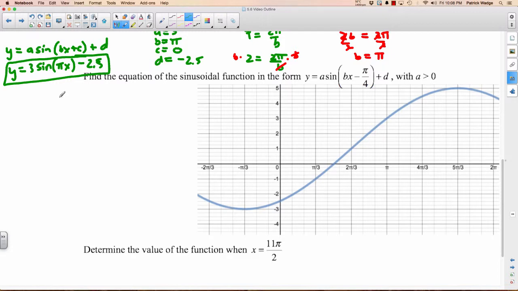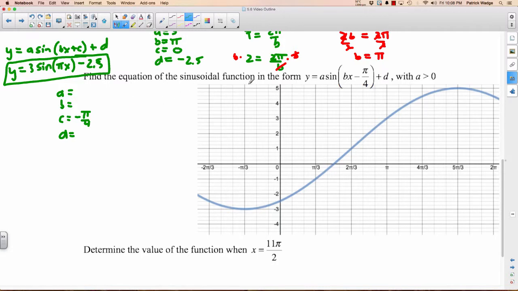Okay, we have to do the same sort of thing in this one. Figure out what A, B, C, and D are, and then put it in the equation. But this time they give us a graph. So one of the things they already give us: find the equation of a sinusoidal function in the form y equals A sine(bx minus pi over 4) plus d. What's this minus pi over 4? That's the C value. That's how much the phase shift is. Remember, I told you you won't have to figure out how much the phase shift is this year.